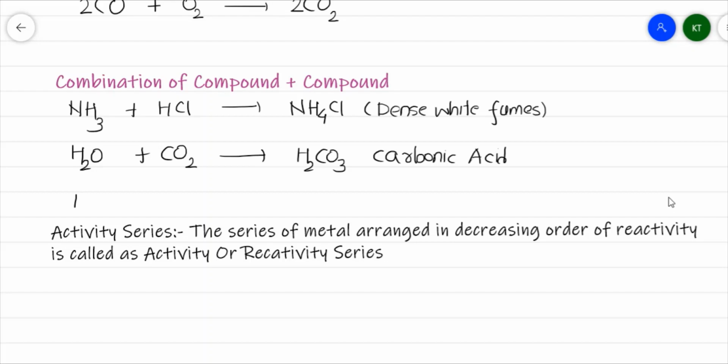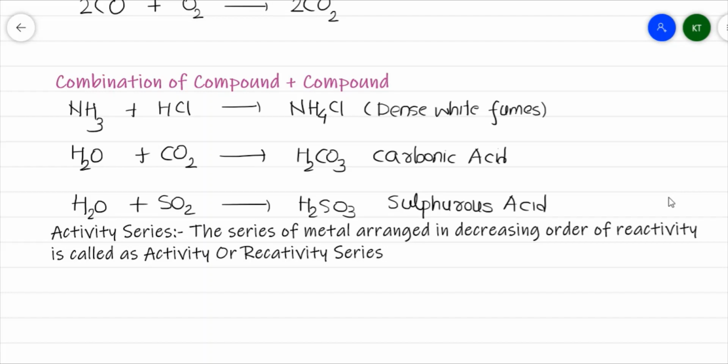Then water reacts with SO2 to give me H2SO3, which is called sulfurous acid. So here I observe two compounds combining with each other to give a single product. These are the various examples of combination reactions possible between two elements, between a compound and an element, and between two compounds.